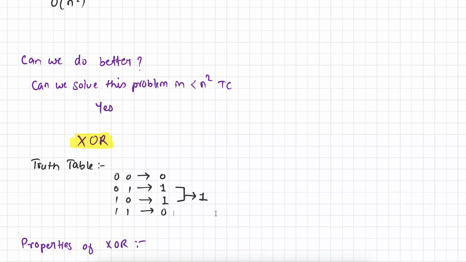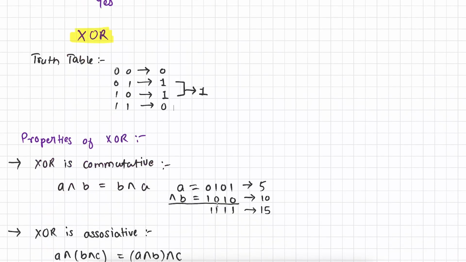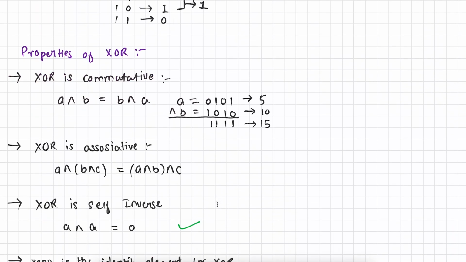So the XOR returns 1 only if we have alternating operands. If the first operand is 0, then it is a must to have the second operand as 1. And if the first operand is 1, then it is a must to have the second operand as 0. So in those conditions only, XOR returns 1. So let's see a few of the properties of XOR.